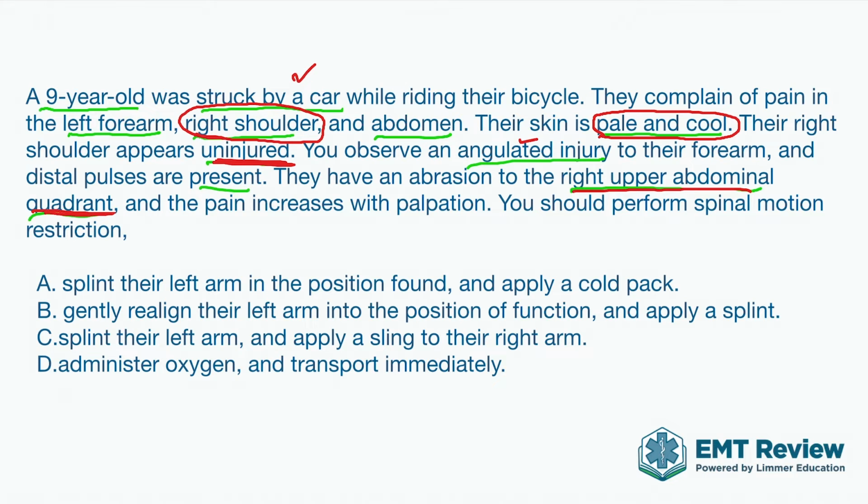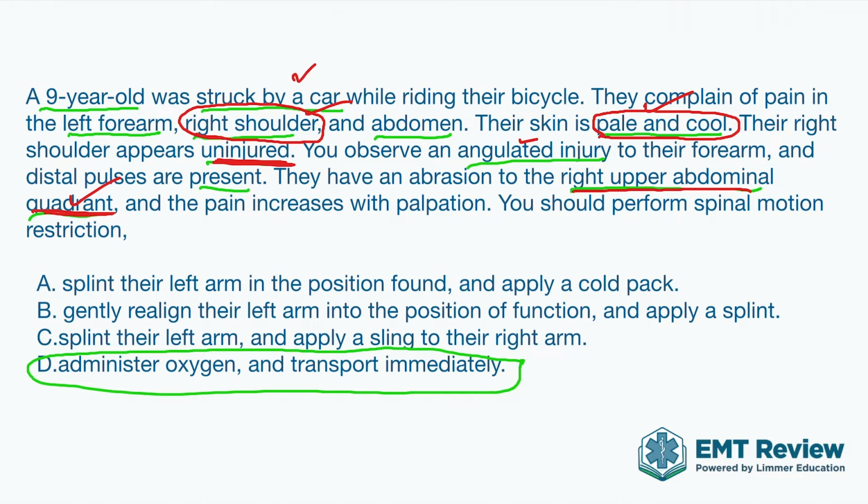Ooh, the liver, right? So now if I take pale and cool skin, that right shoulder pain, the right abdominal quadrant pain, I don't need vital signs in a 9-year-old to tell me this kid is really sick. So if you pick those things out of the question, you're great. You're going to say, what's the right answer? I'm going to administer oxygen and transport immediately, right?